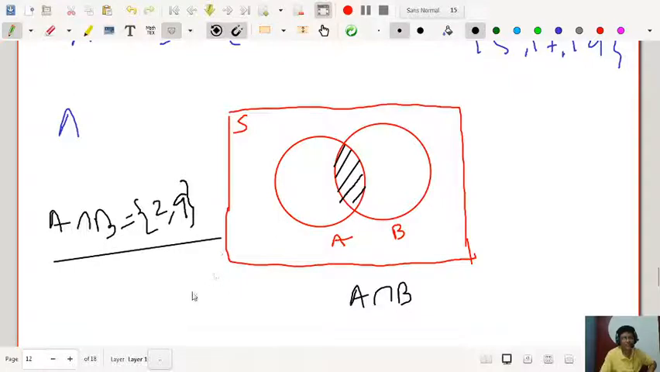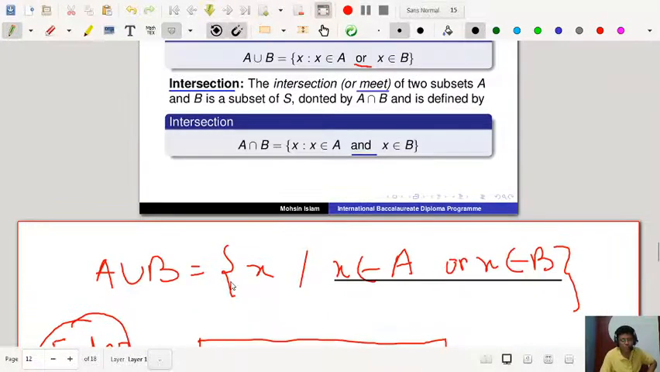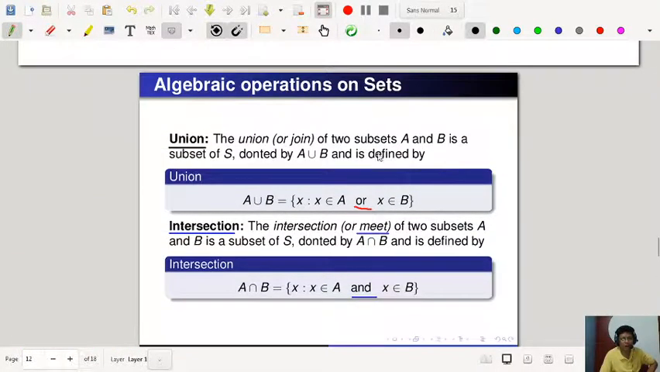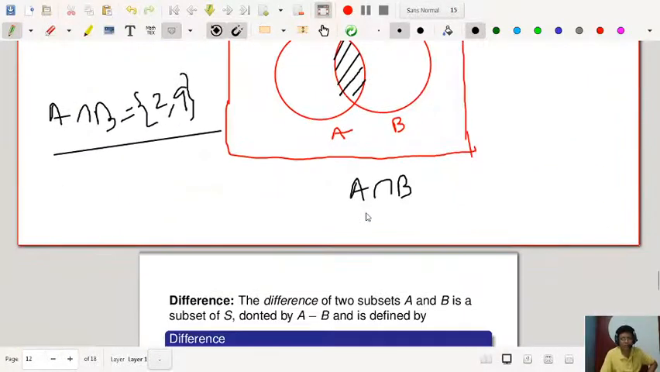2 and 9. Yes, sir. So that is the concept. That was the concept of union and intersection, and you are learning the operations on sets. Let me give you more interesting operations.